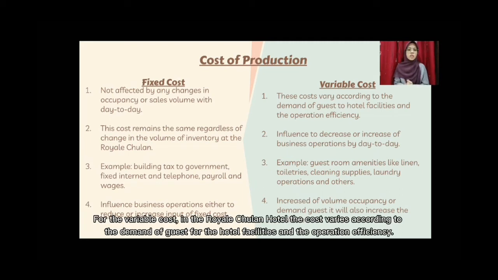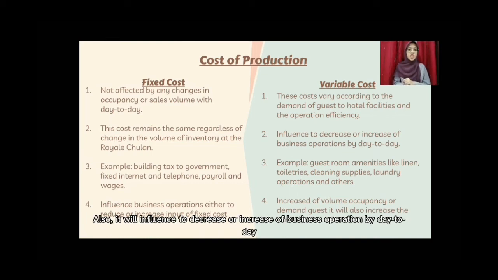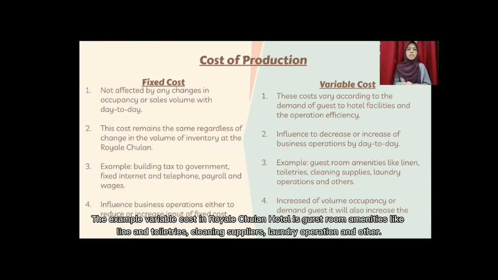For the variable cost in the Royal Chulan Hotel, the cost varies according to the demand of guests for the hotel facility and the operation. Also, it will influence the decrease or increase of business operation day to day. Examples of variable cost in the Royal Chulan Hotel are guest room amenities like linen and toiletries, cleaning supplies, laundry operation, and others. So, if the Royal Chulan Hotel has increased acquisition or demand of guests, it will automatically cause the variable cost to increase.